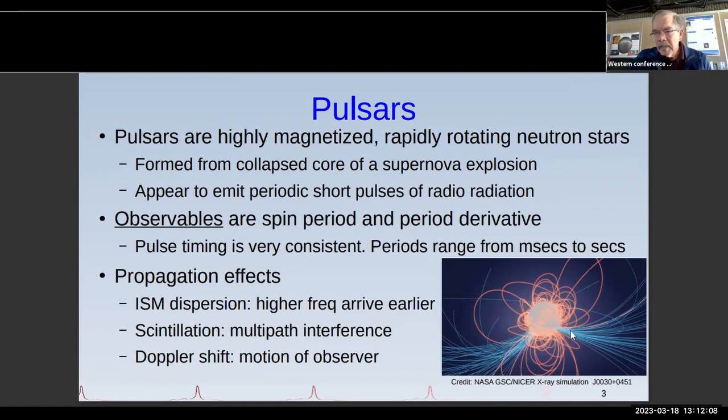And the other thing they've determined is that in some pulsars, the X-ray emission is not in phase with the radio emission, which means that they're at different heights in the magnetosphere. Whereas for other pulsars, the X-ray emission and the radio emission are at the same height.